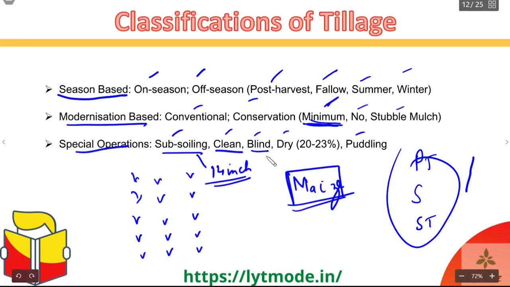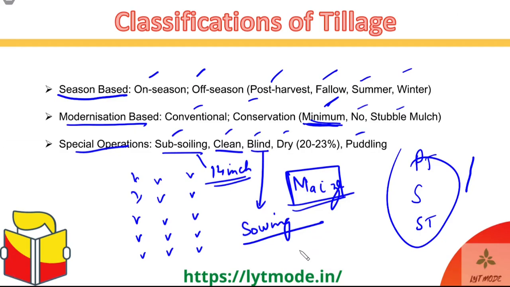Then there is blind tillage. Blind tillage is basically a kind of clean tillage but in a different manner, because this is done after sowing of the field. So clean tillage is done when you're trying to clean the field, but blind tillage is done when the field has been sown. So you've sown the seeds into the field, but now every other plant which is growing in the field, you want to remove. Then you do the blind tillage, because this kind of tillage is different from clean, as now you have to ensure that the seeds which have been sown do not get displaced.